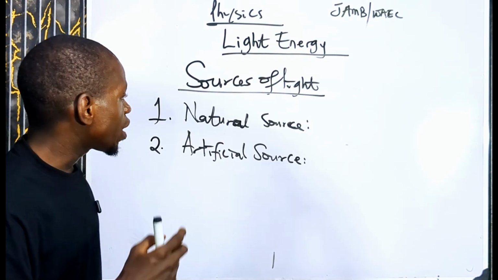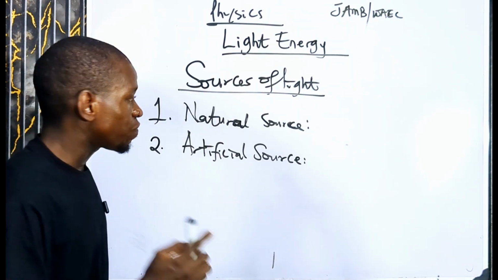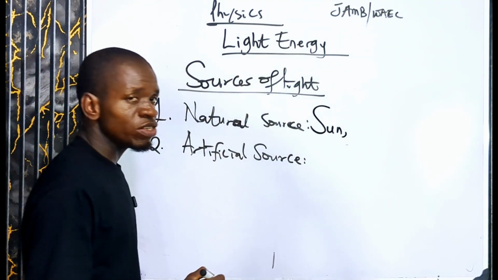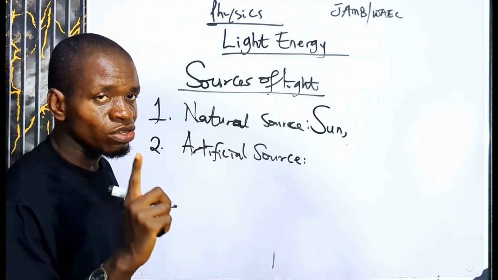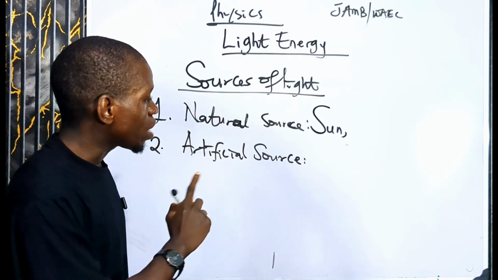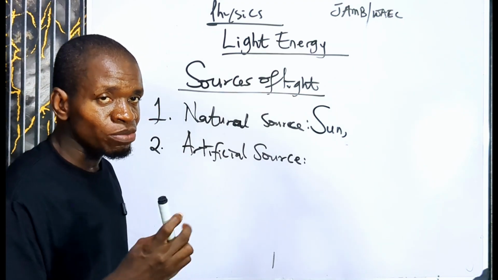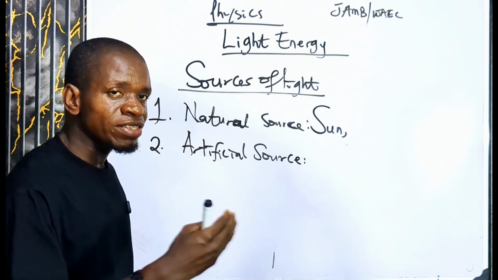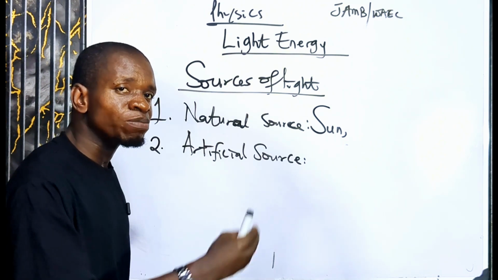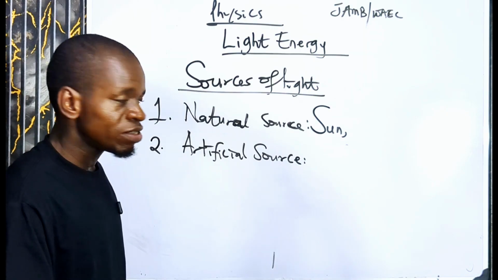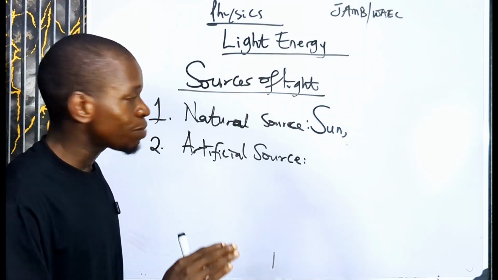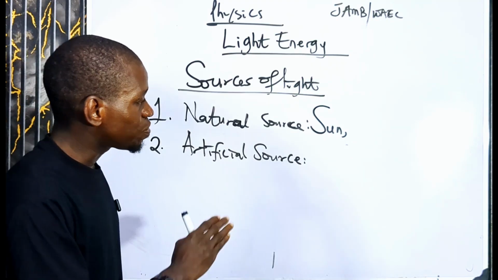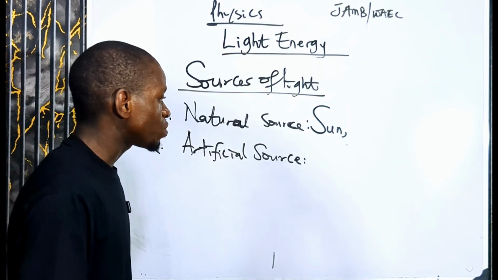By nature. Examples of natural sources of light include the sun. Please don't be tempted to say that the moon is also included. The moon does not give out light. You might see light from the moon, but the moon is like a mirror: it reflects the light from the sun to the earth. So the moon is not an example of a natural source of light. It doesn't give light.